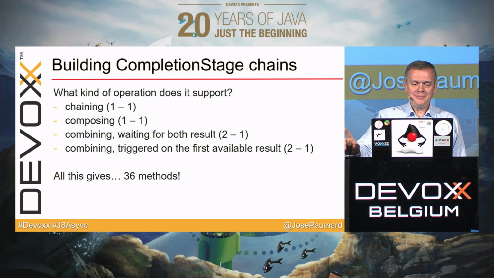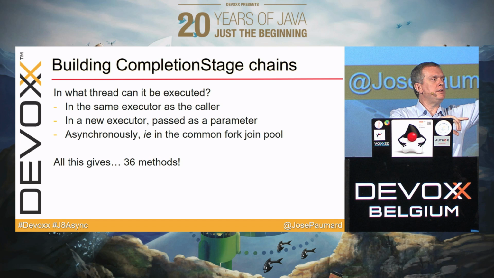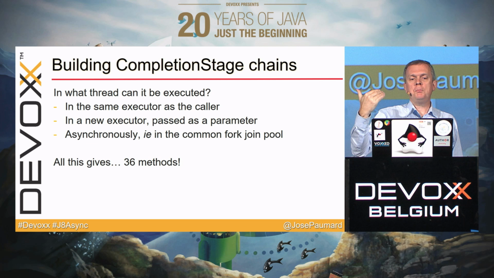In what thread can it be executed? If I do not pass any executor to the method we are building, then it will be executed in the same thread as the upside completion stage. And I can pass a new executor service as a parameter to execute this completion stage in this executor service. All right? And it can also be called asynchronously without passing an executor as a parameter, in which case it will be executed in the common fork join pool.